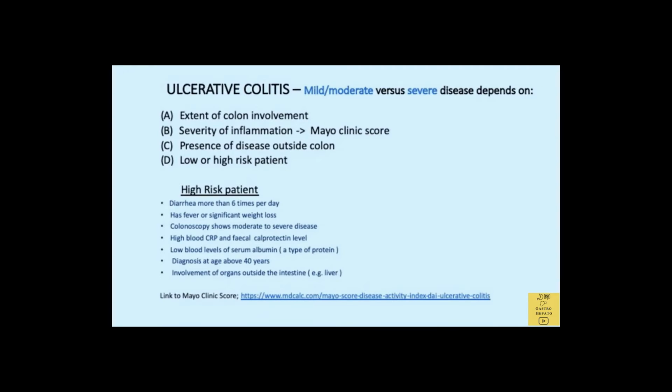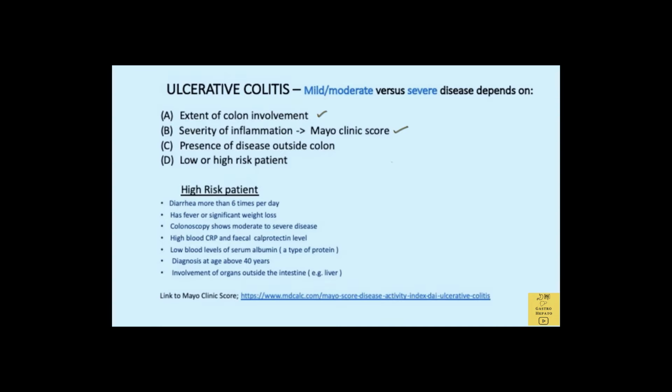Ulcerative colitis can be classified as mild to moderate versus severe depending upon the following criteria. Ulcerative colitis can only involve the rectum, extend up to the sigmoid colon, and finally can involve the whole colon. Usually, the greater the length of the colon affected, the more severe the condition.